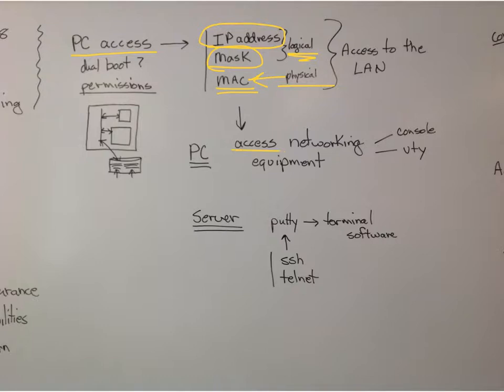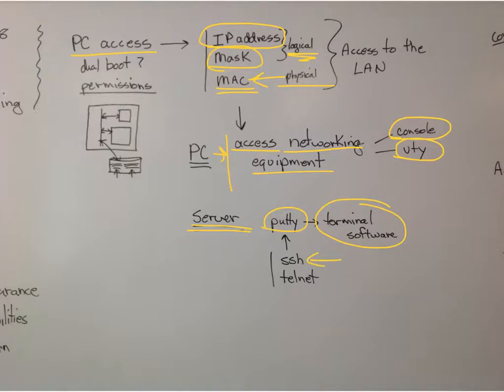To access networking equipment, connect to the console, or telnet, or find some VTY access to the equipment from a PC. Well, and then we looked at an example: we use PuTTY or some type of terminal software, and we can access it securely or insecurely. But what did we have on the server? We access it based on an IP address.